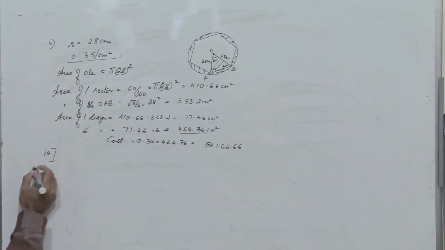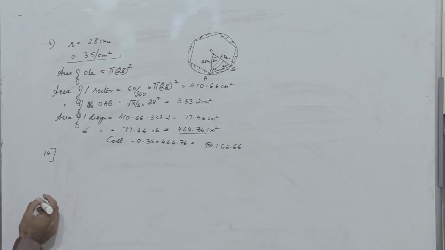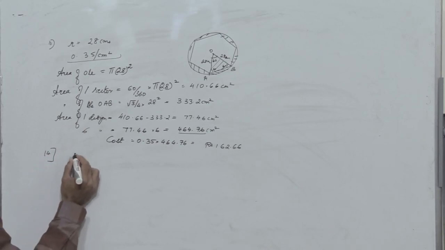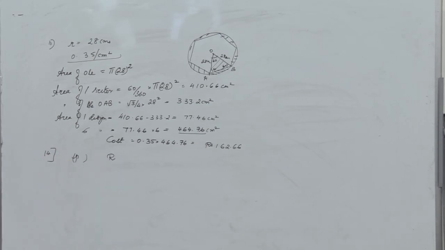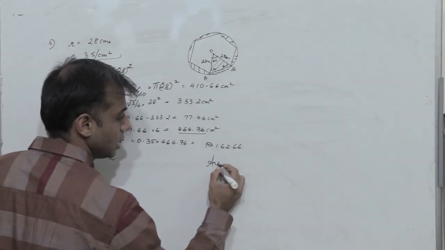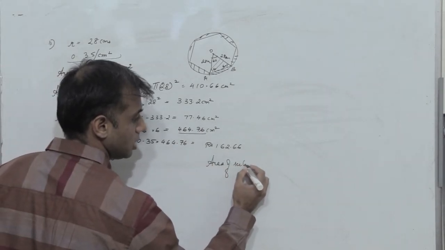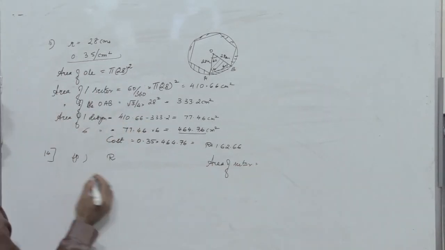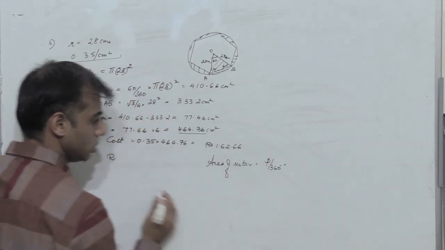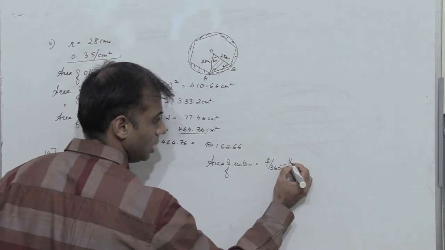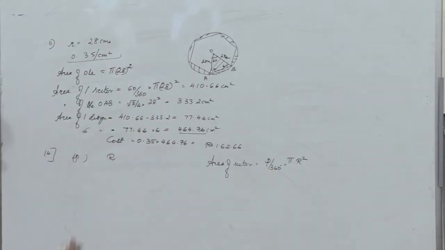Problem 14 is a multiple choice. The area of the sector of angle P degrees of a circle of radius r is. So we need to find the area of the sector. The area of the sector is given by the angle is P divided by 360 degrees into the area of the circle, which is pi r square, where r happens to be the radius of the circle.